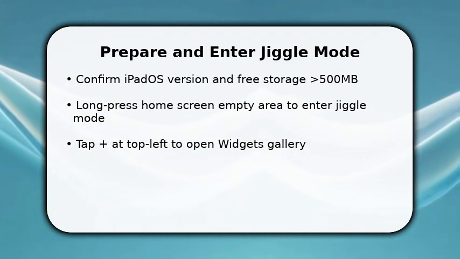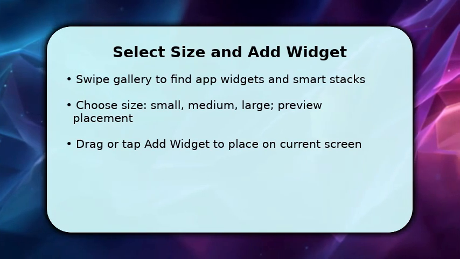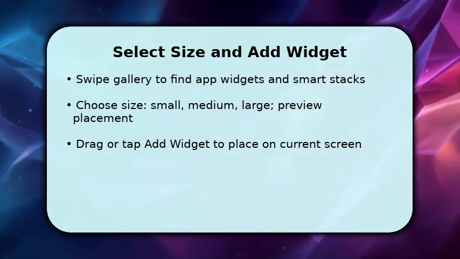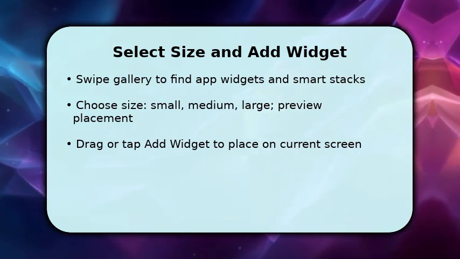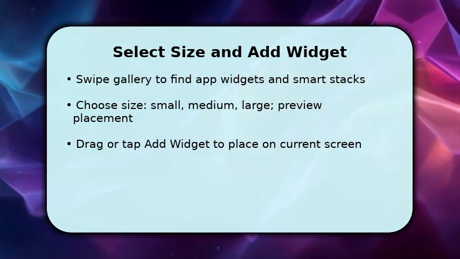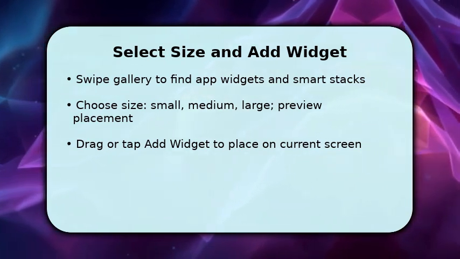Don't leave the gallery until you've chosen the size you want. You'll see multiple apps and smart stacks. Swipe to locate the one you need and review the live preview. Next, decide size: small, medium, or large. Because size affects information density and layout, choose based on how much glanceable data you want.